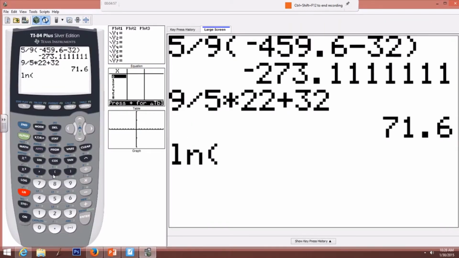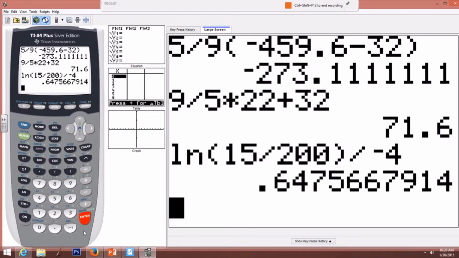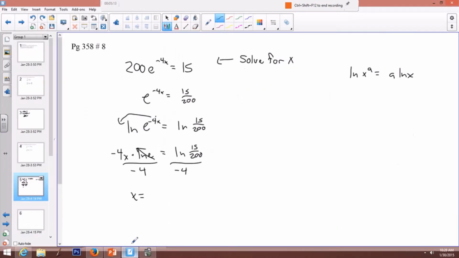So you go the ln of 15 divided by 200, and parenthesis divided by -4, and we get 0.648. So we'll call it 0.648. So if you took e to the -4 times 0.648, and again, when you multiply by negative, it's going to be 1 divided by times 200, you get 15.